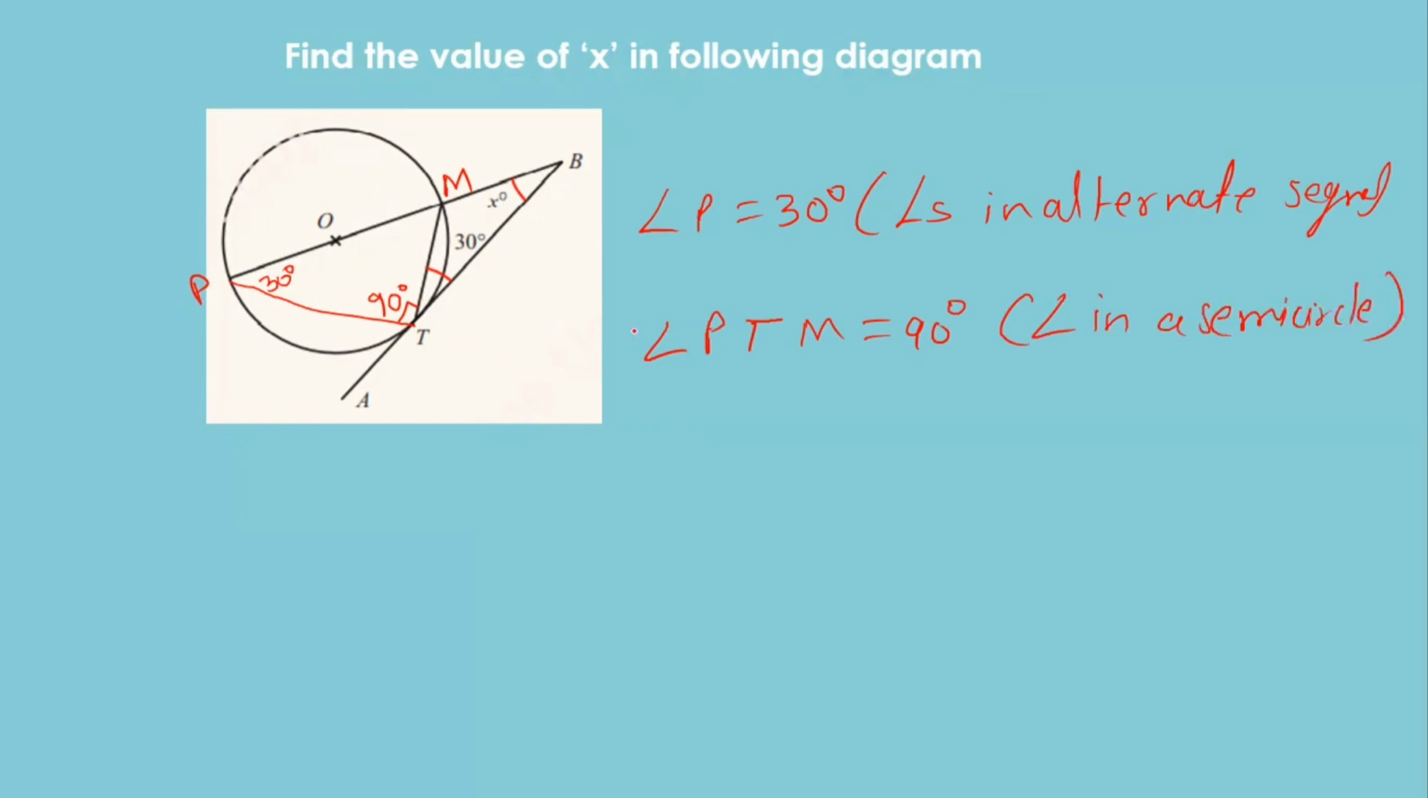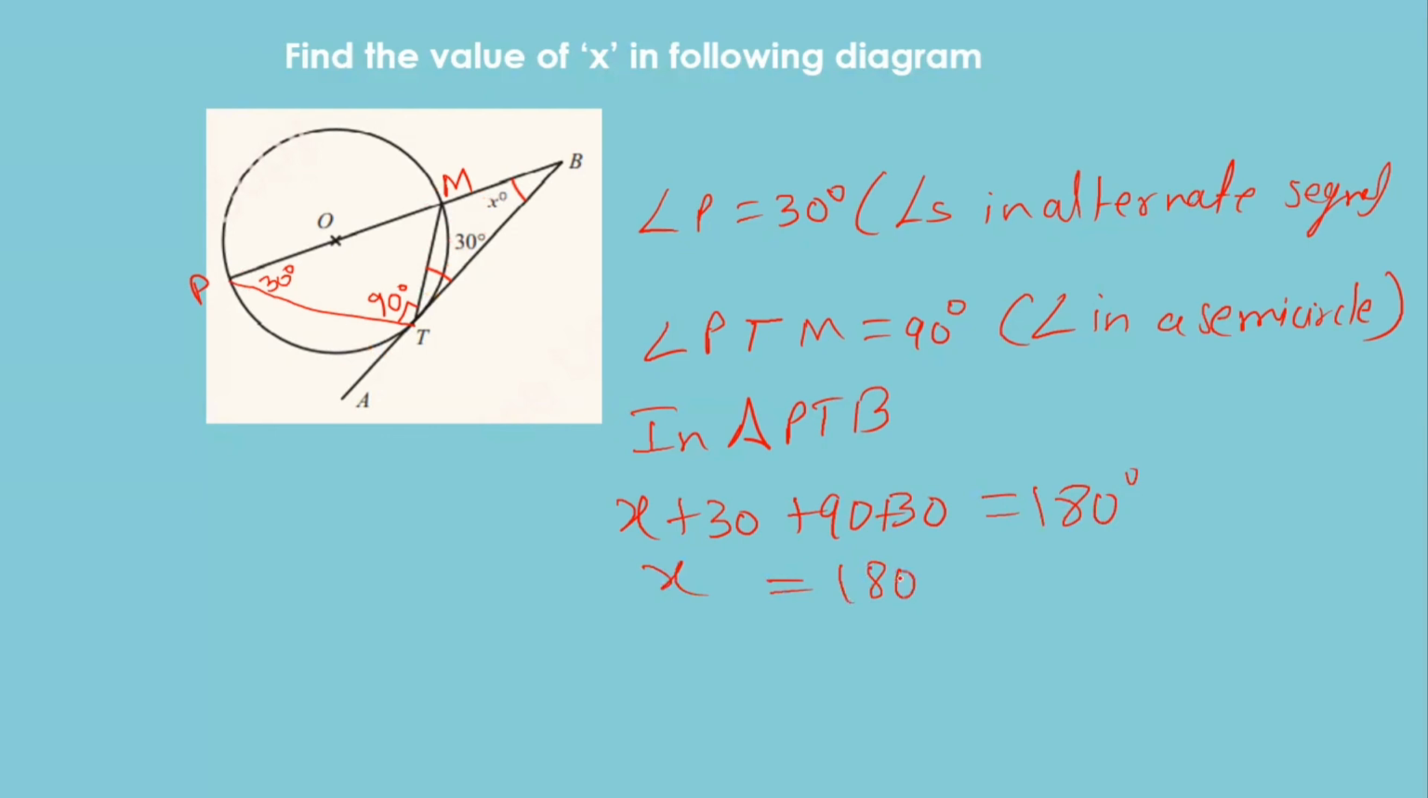Now this PTB is a triangle. So in triangle PTB, let us add all of these angles. So we get X plus 30 plus 90 plus this 30. Okay. 1, 2, 3, and 4. All of these form angles of a triangle, equal to 180. So this is how you get X is equal to 180 minus 30 plus 90 is 120 plus 30 is 150. So that is how you get the value of X as 30 degrees.